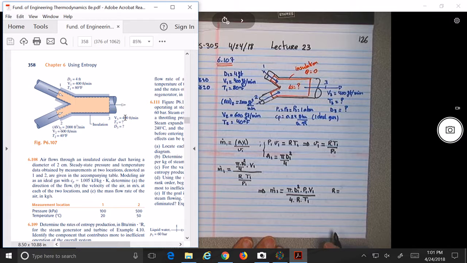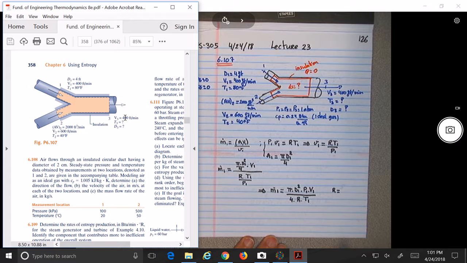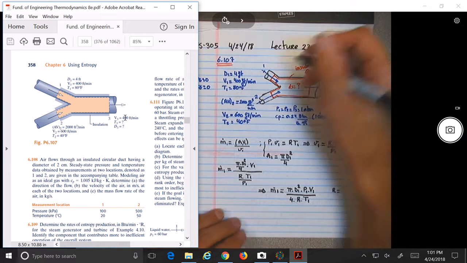But is it air over here? Do they tell us it's air? I believe so. I thought I saw the problem. Oh yeah, first word. Air flows through. Oh yeah, assuming the ideal gas model for air. Okay, so it's air. Yeah, okay, good.